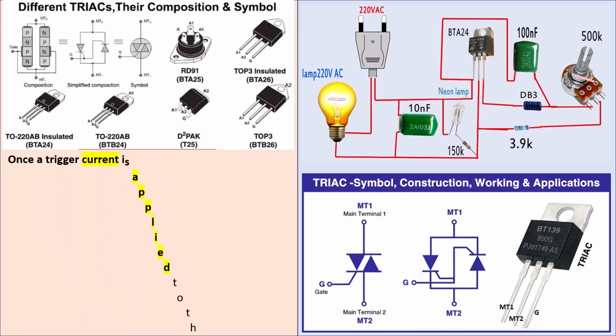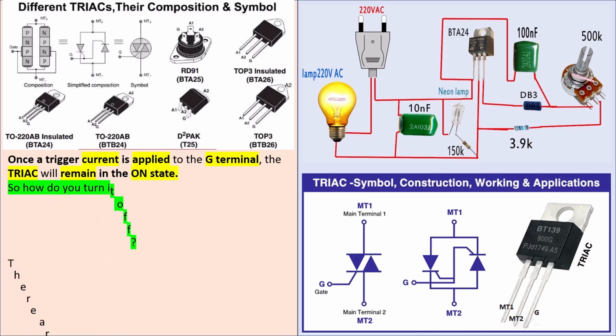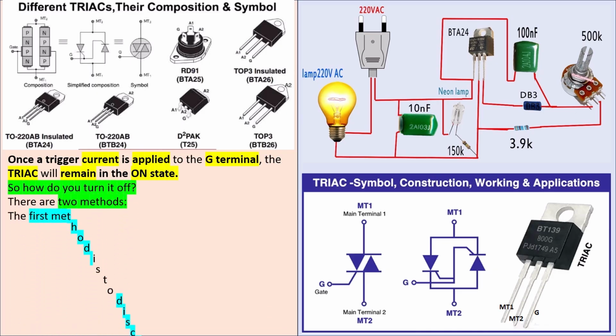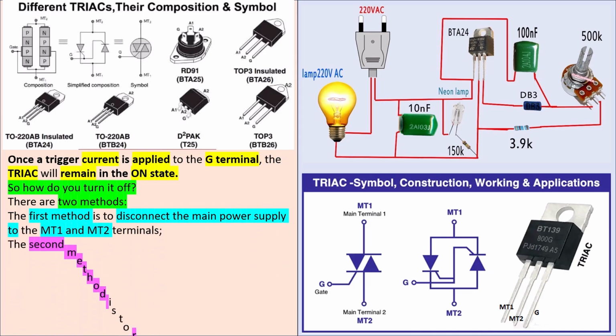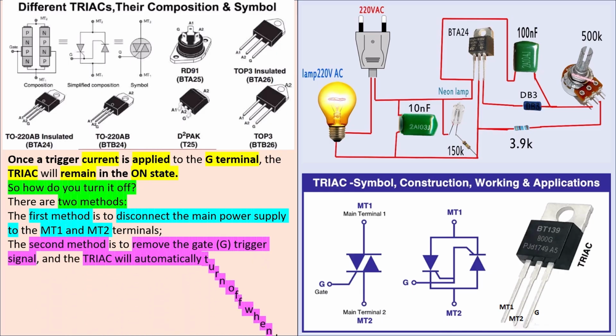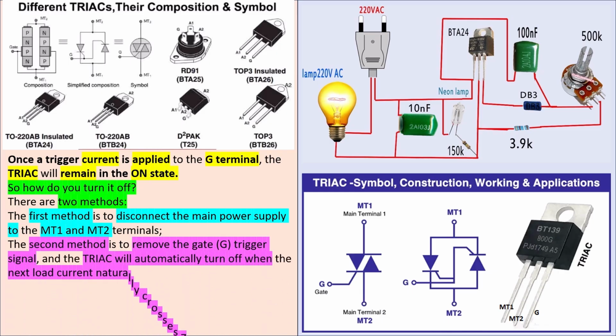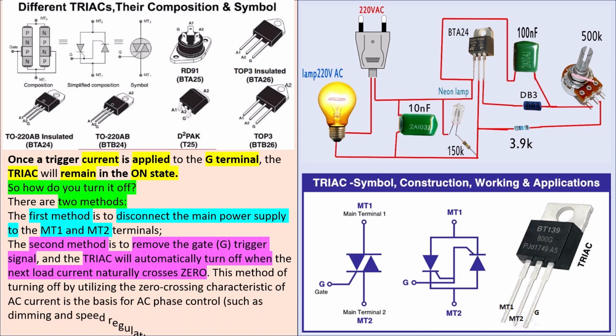Once a trigger current is applied to the G terminal, the triac will remain in the on state. So how do you turn it off? There are two methods. The first method is to disconnect the main power supply to the MT1 and MT2 terminals. The second method is to remove the gate trigger signal, and the triac will automatically turn off when the next load current naturally crosses zero. This method of turning off by utilizing the zero crossing characteristic of the AC current is the basis for AC phase control, such as dimming and speed regulation, and the operation of solid-state relays.